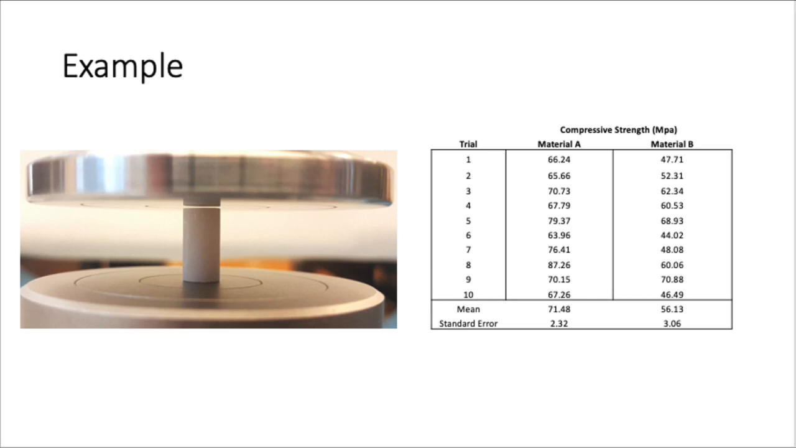So I tabulated all the data in this table, and you can see we have lots of values. Looking at it, it kind of looks like material A is stronger than material B, but there are some runs where material B had a higher value than material A. So how do we know for sure, or in a statistically significant or meaningful way, how do we determine which one is stronger?